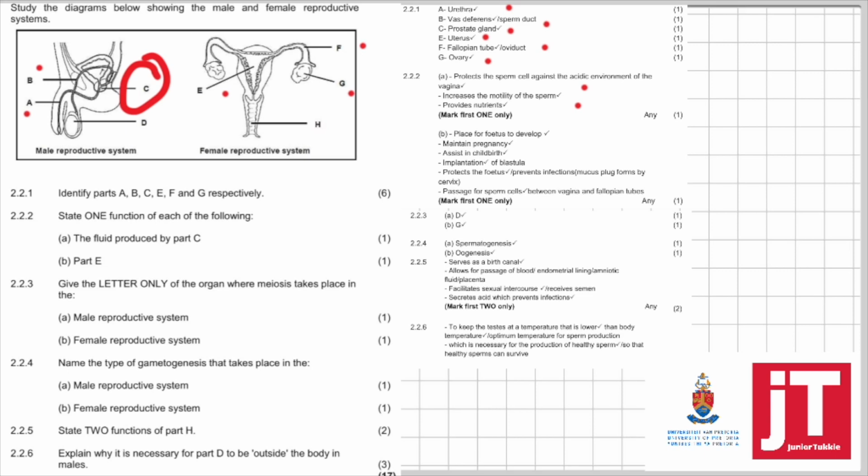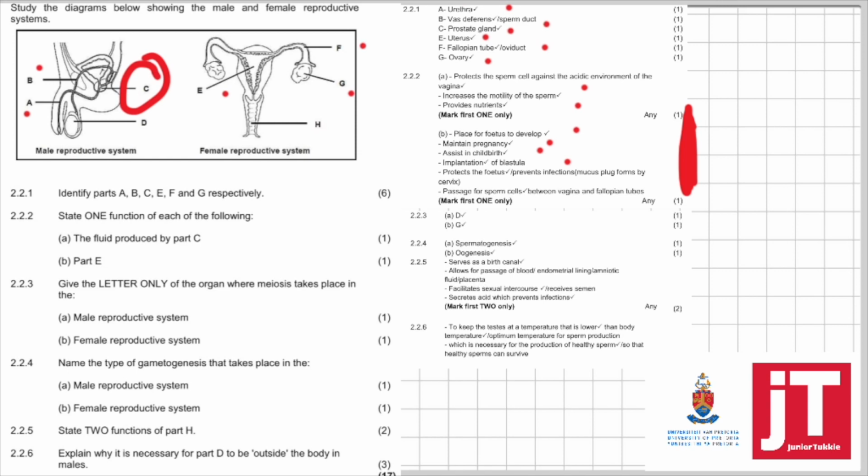State one function of part E, the uterus. The uterus is a place for the fetus to develop. The uterus maintains pregnancy. The uterus assists in childbirth. The uterus allows for the implantation of the blastocyst. Don't use the word blastula anymore. It's not accepted anymore. The uterus protects the fetus from infections. And the uterus also provides a passage for the sperm cells between the vagina and the fallopian tubes. So make sure you know these.